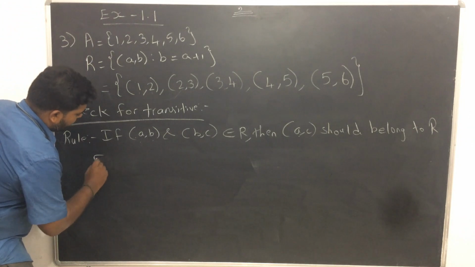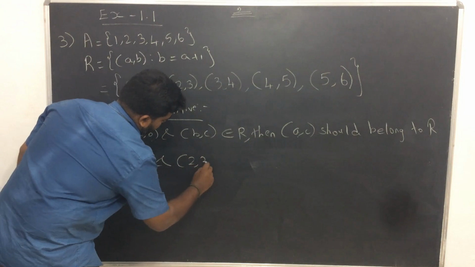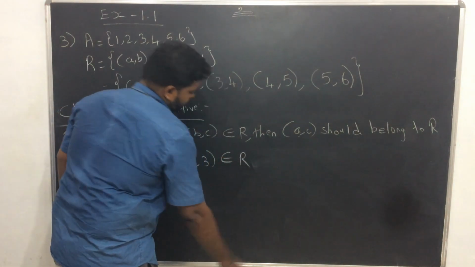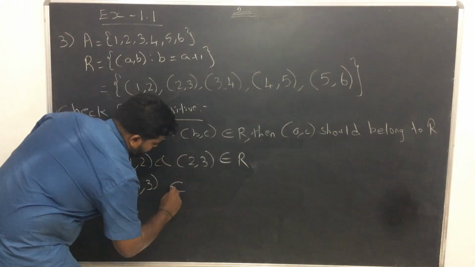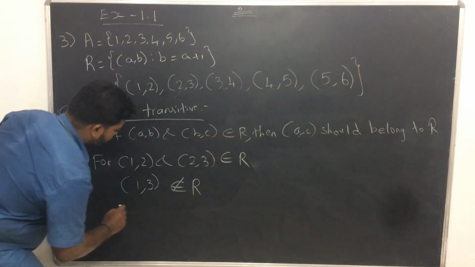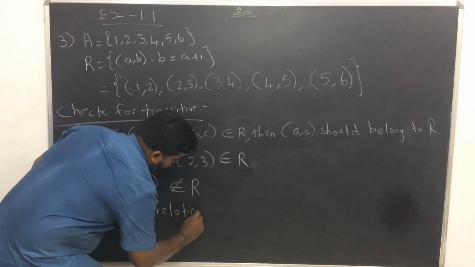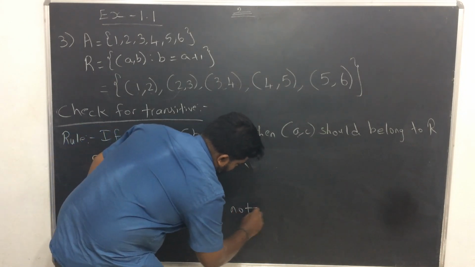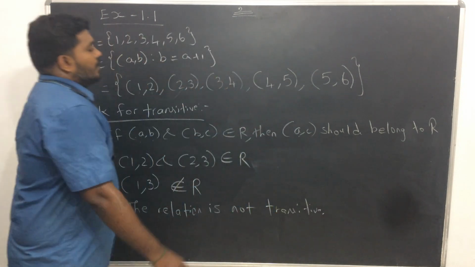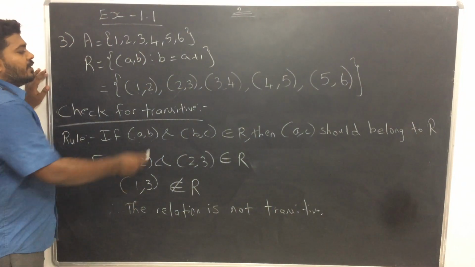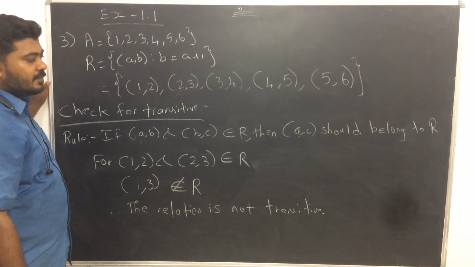Right? How do you write? For (1, 2) and (2, 3) belonging to R, (1, 3) does not belong to R. Therefore, the relation is not transitive. So, what is the final answer? This relation is neither reflexive nor symmetric nor transitive.